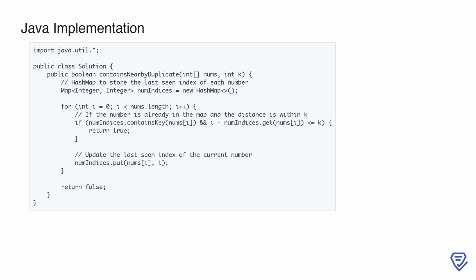The logic mirrors the provided Python solution, using a hash map to store the last seen indices of elements in the array. Key differences include explicit type declarations for the hash map and variables, as well as the usage of Java's Map interface and put method. The method iterates through the array, checking if a duplicate exists within the given range k. If found, it returns true, otherwise, it returns false after the loop completes.